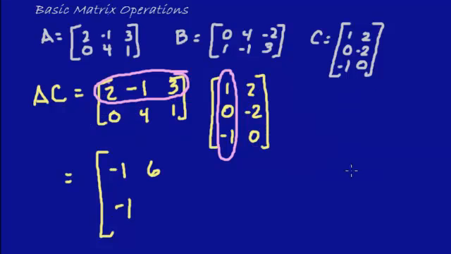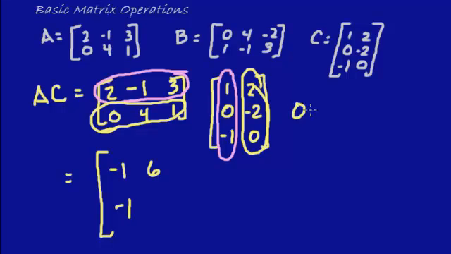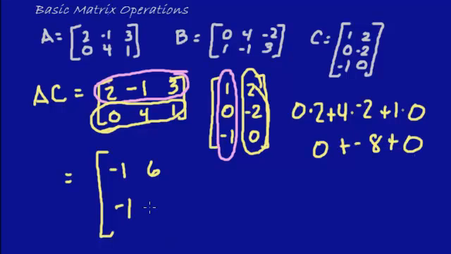Now for my very last entry, I'll be doing the last row. I tried to clean this up a little bit for you, to go a little smoother. So I have 0 times 2 plus 4 times -2 plus 1 times 0. 0 plus -8 plus 0. So this is going to be -8 for this last entry. Pretty cool because A times C, which is a 2 by 3 times a 3 by 2, ends up getting me a 2 by 2.